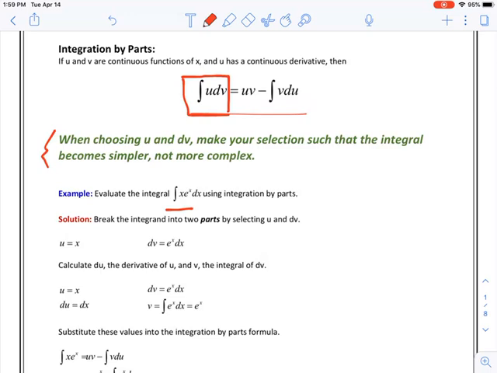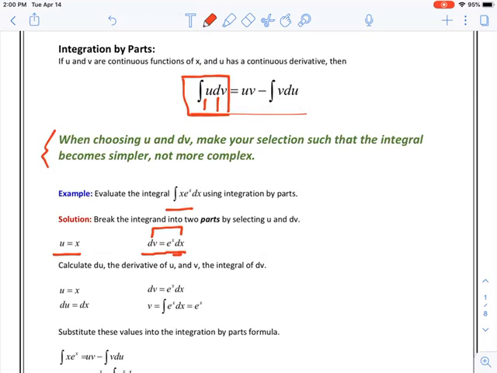The first thing to notice is that we have a product: two functions, x and e to the x, being multiplied together. We want to make one of them the u and one of them the dv. I chose to let u be equal to x, and I chose to let dv be equal to e to the x dx. Notice that the dx comes along with the e to the x. The easiest way to remember that is because the dx goes with the dv.